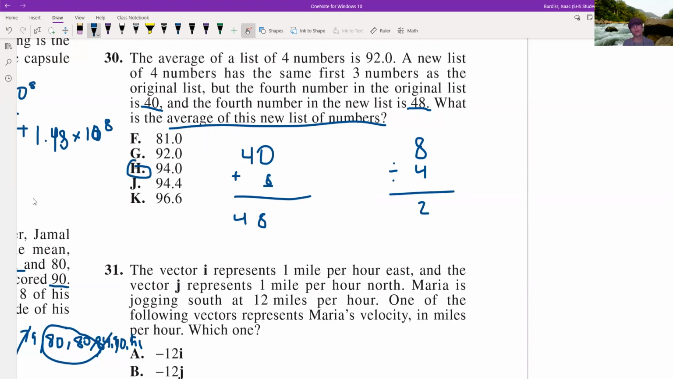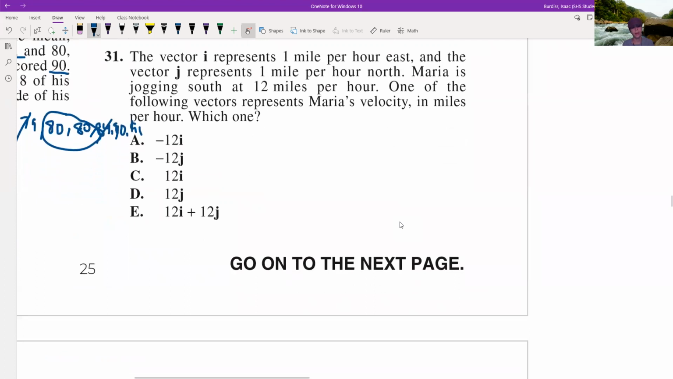94. And the reason why we divide the 8 by 4 is because that is the new numbers, but we're looking for the average, not the change in numbers. So if you are trying to find the average, you divide by the total amount of numbers.